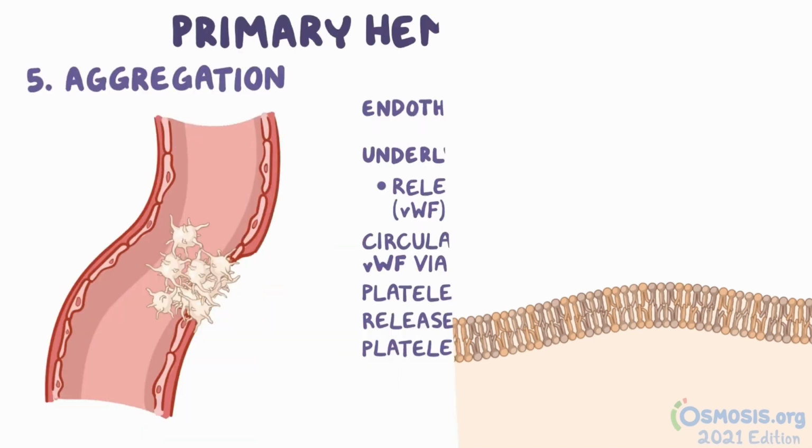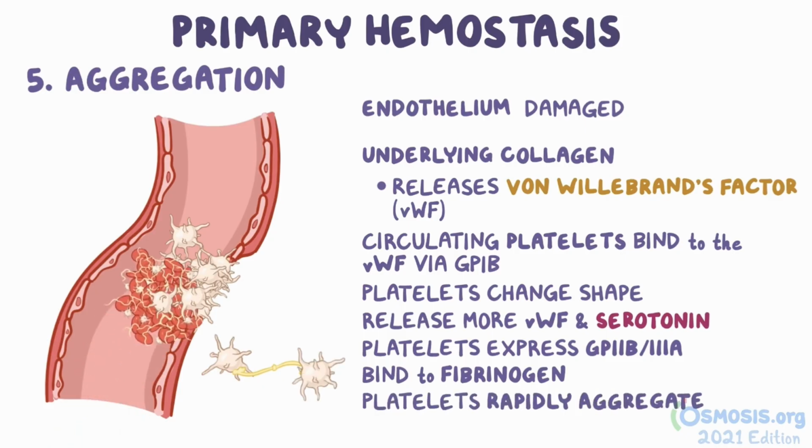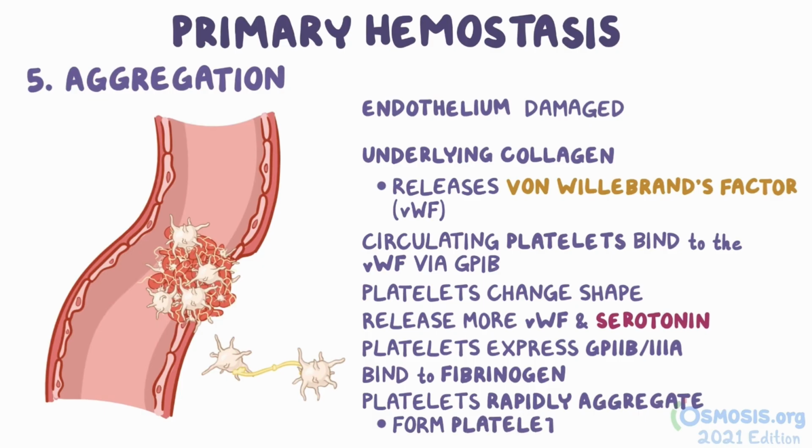ADP and TXA2 also cause platelets to express new surface proteins called GP2B and 3A, which is needed for the fifth step, aggregation. Now, each platelet has multiple GP2B3A receptors that can bind to circulating proteins called fibrinogen. When two platelets attach to the same fibrinogen protein, they are linked together. This allows platelets to rapidly aggregate at the site of the injury and form a large platelet plug that can stop the bleeding.